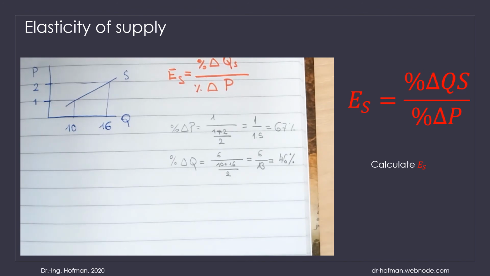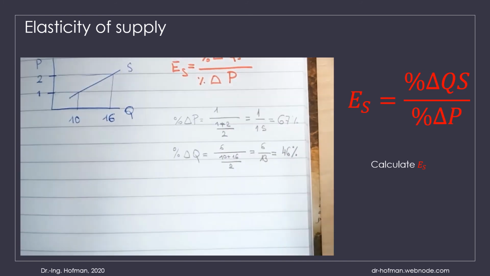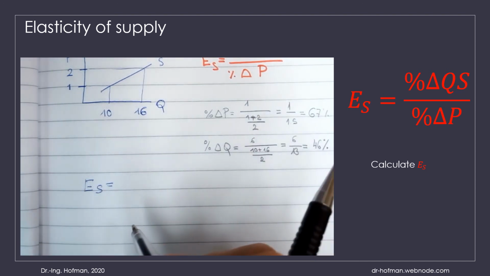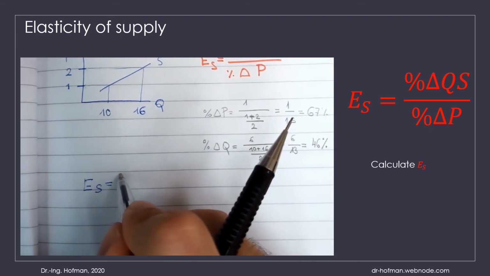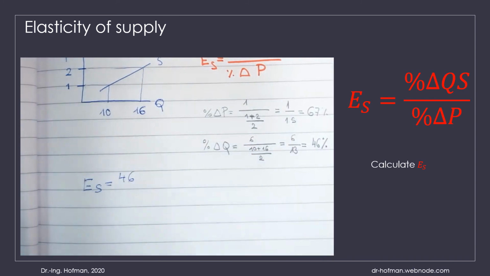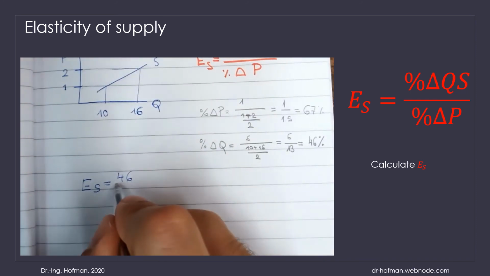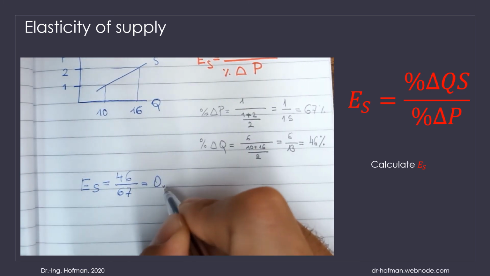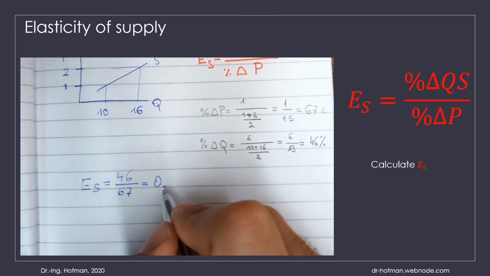So our elasticity of supply is going to be 46% over 67%. So it's going to be something less than 1 if I divide 46 through 67. This gives us an elasticity of supply of approximately 0.69, which tells us that, at least at this price point, we get a smaller percent change in quantity supplied than our percent change in price.